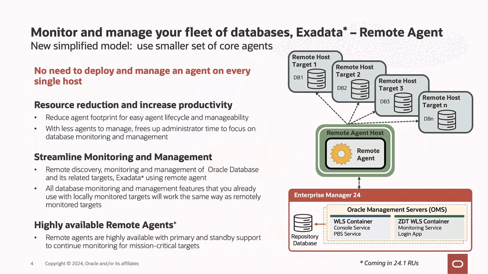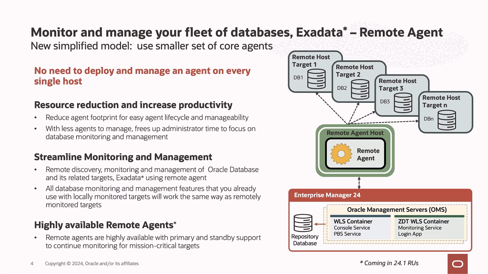So, the primary goal for remote agent is to facilitate effective remote monitoring and management of targets without the need for deploying a local agent on the host. So that means resource reduction is one of the main things. Since there is no need to deploy an agent on every host for target monitoring, the overall agent footprint is reduced. Also, it increases efficiency as the remote agent can handle and monitor a large number of remote targets spread across multiple regions. It helps administrators in managing and maintaining the health of the targets.